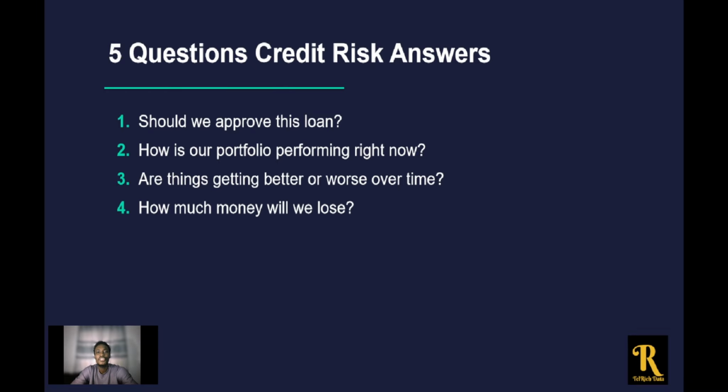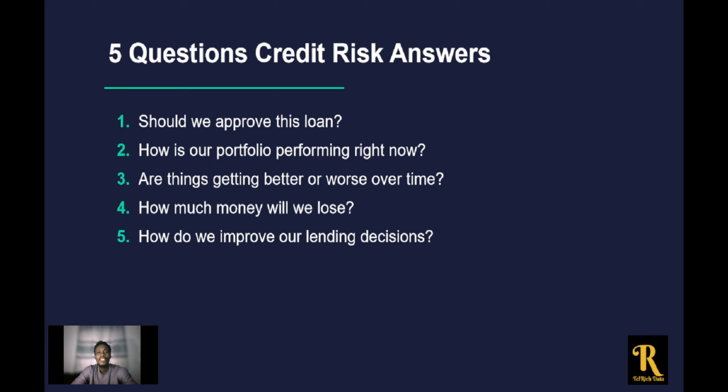Then we have the fourth question. How much money will we lose? So it's more like if we lend this group of people money or this person money, right? How much are we going to lose? So this brings us to what we call provisioning and loss forecasting, right? You are estimating expected losses using models. We have banks using frameworks like IFRS 9. Then we have fintechs, right, using simpler versions. But the goal is the same. Set aside money for loans that won't come back.